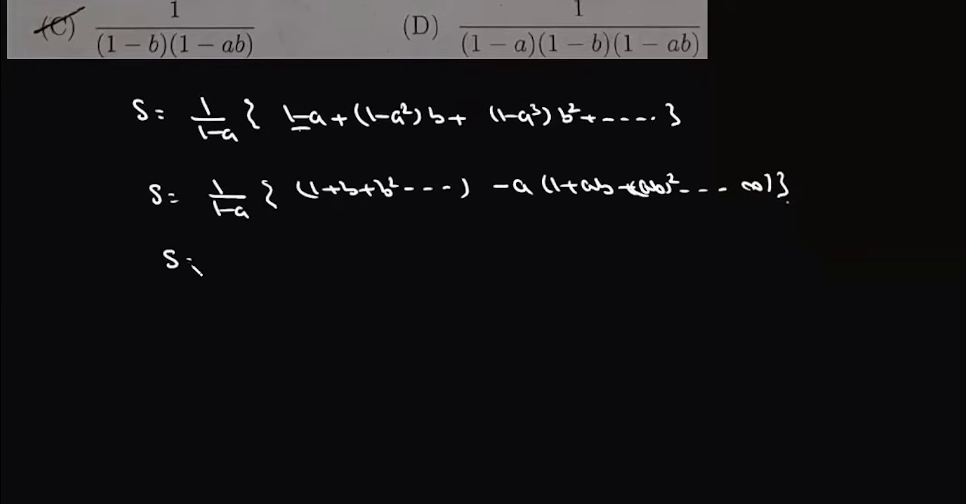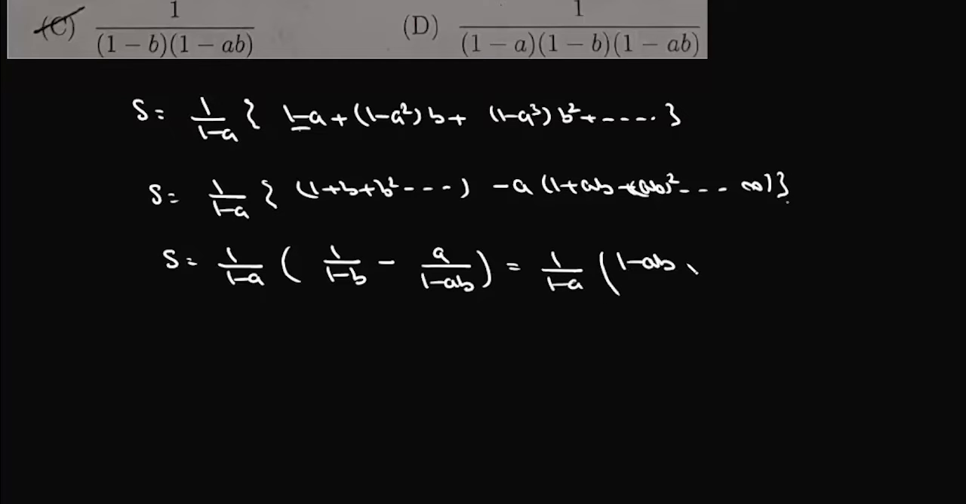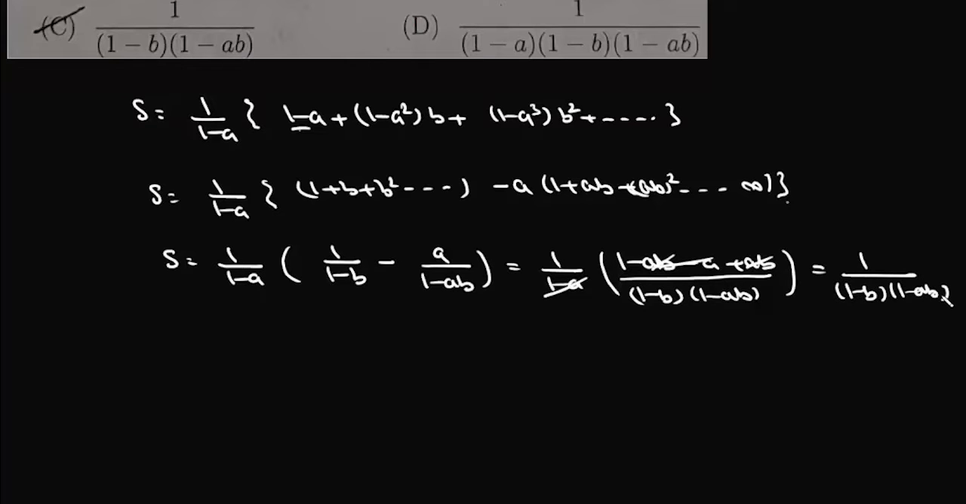Now this is 1 upon 1 minus a, and this is 1 upon 1 minus b, and it is minus a upon 1 minus ab. Now we'll simplify this. So it will be 1 upon 1 minus a, and this is 1 minus ab minus a plus ab upon 1 minus b into 1 minus ab. Now ab and ab will cancel, 1 minus a will also cancel. So this is 1 upon 1 minus b and 1 minus ab. So the correct option is option C.